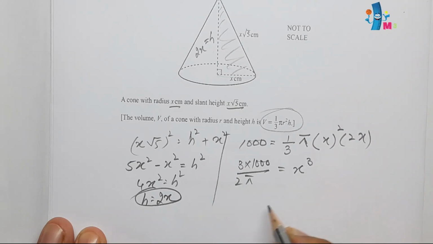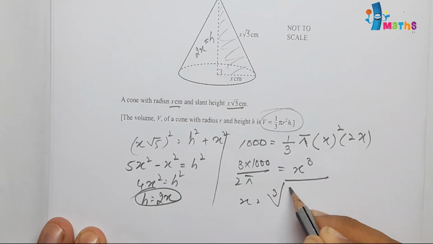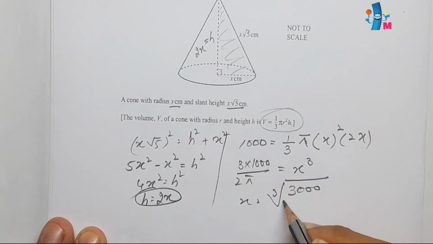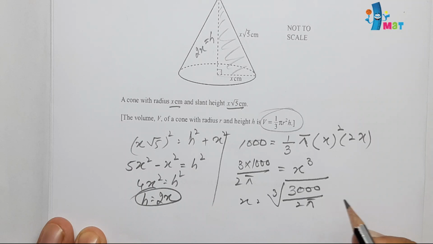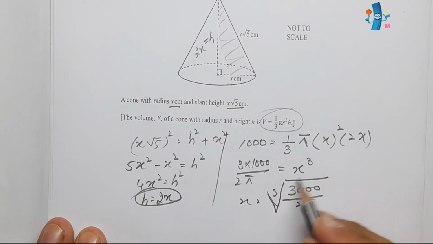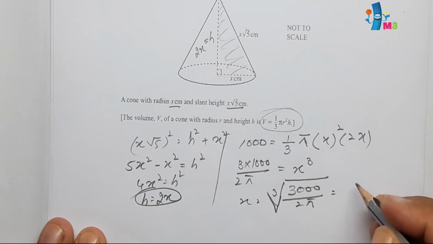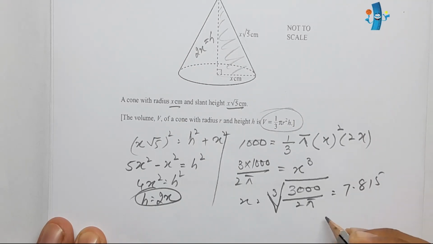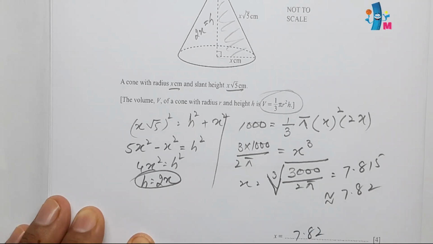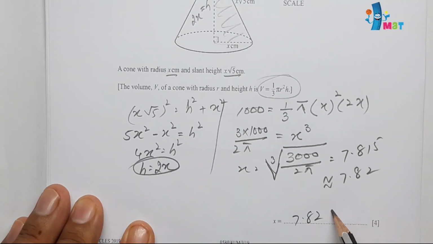So x will be equal to cube root of 3000 over 2 pi. So we can find this cube root by calculator. Answer will be 7.815, which is approximately equal to 7.82. So our answer will be 7.82 centimeters.